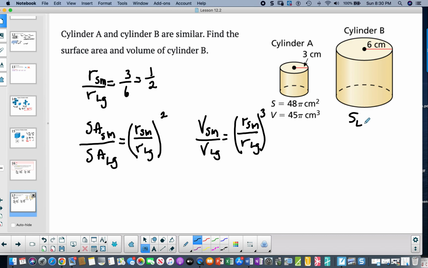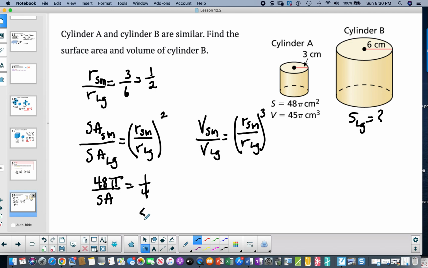We don't know what the large one is, but we do know the surface area of the smaller. So we'll write 48 pi for the smaller. We don't know the surface area of the larger one, so I'll just say surface area here. And we do know that the scale factor is 1/2. I want to square it. That's going to be 1/4.